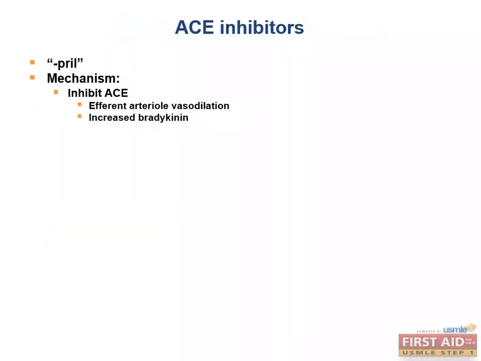The final class of drugs that is relevant to the kidneys is the ACE inhibitors. All of these drugs will end in pril, and that's how you remember it. They function by reducing the levels of angiotensin II. And how do they do that? They're inhibiting ACE, angiotensin converting enzyme, which converts angiotensin I to angiotensin II. Now, what converts angiotensinogen to angiotensin I? That's renin, remember. This is all part of the renin-angiotensin-aldosterone system, the RAS system.